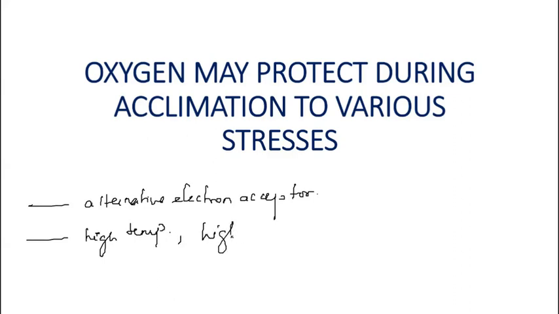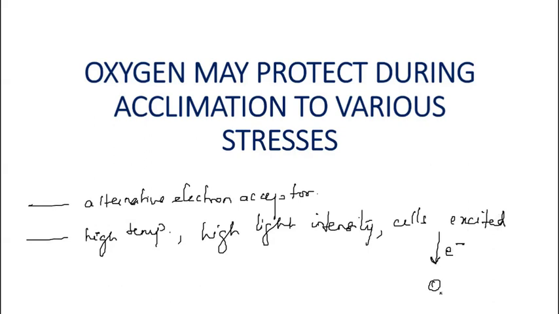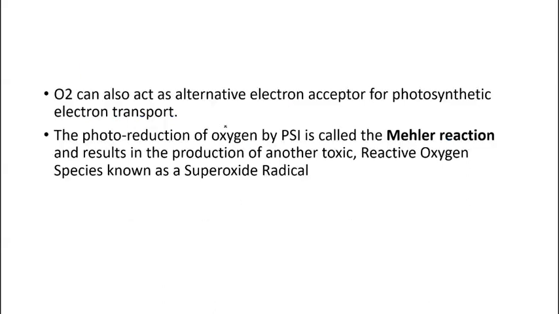high light intensity, then what happens? The plant cells become charged, they become excited. When the cells are excited, they need to transfer the electron to dissipate the energy, otherwise their system will be damaged. To dissipate the energy, one way is to transfer the electrons to oxygen. Once oxygen accepts the electron, it is converted to reactive oxygen species. So here oxygen is acting as an alternative electron acceptor for photosynthetic electron transport also.